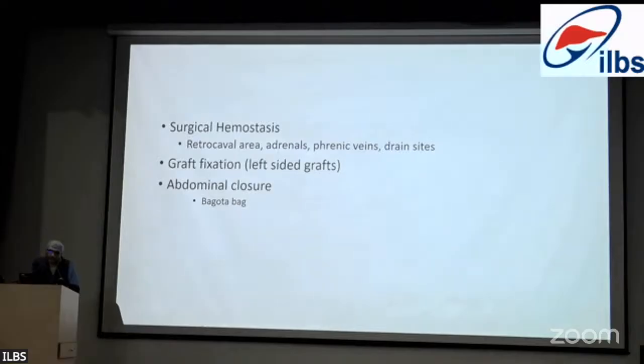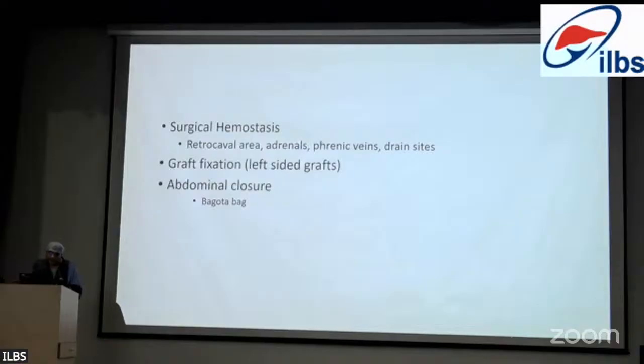The most important part is surgical hemostasis, because especially in this odd-hour surgery, the whole team is tired. So after the biliary anastomosis, we try to take a break, freshen up for 10 minutes, and after that, with a cool mind, we do surgical hemostasis. Some of the important areas we always look at are the retroperitoneal areas, where bleeding from small veins can be disastrous, especially the adrenals, phrenic veins, and most important, the drain sites.